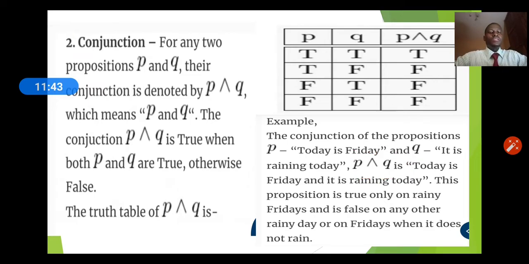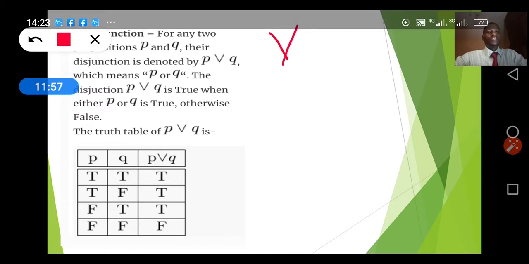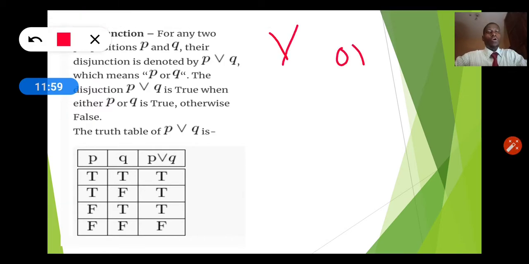Now let's see what we have next, which is disjunction. Disjunction simply means or. When you see disjunction, it means or. This symbol is synonymous with or, as against the other one that is and. Now what we have is the truth table.